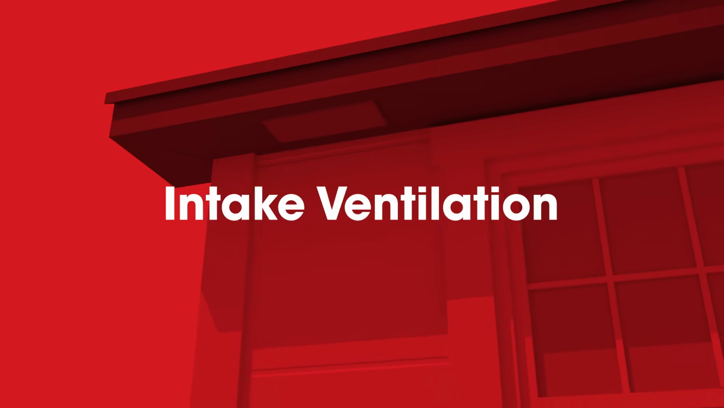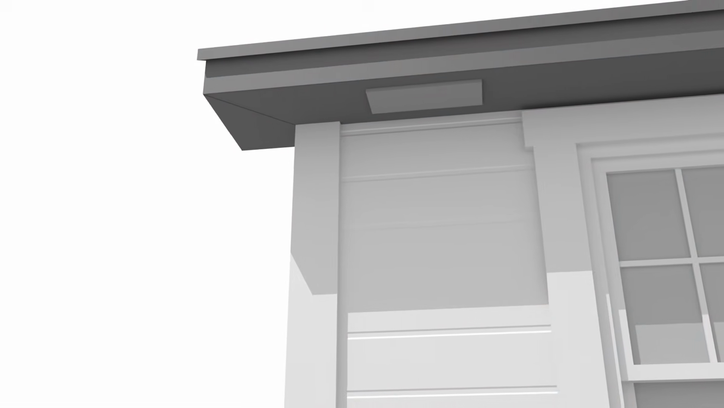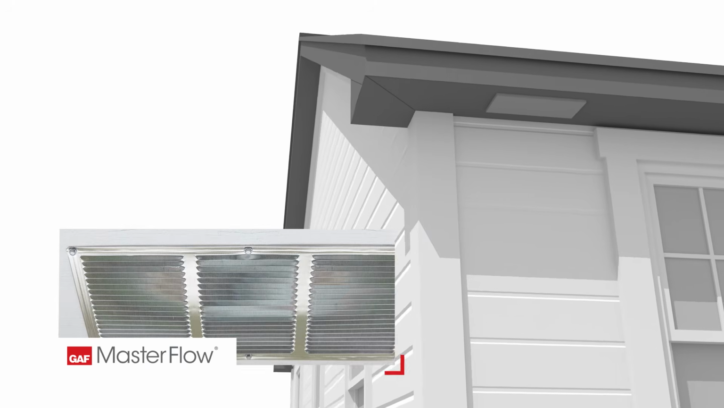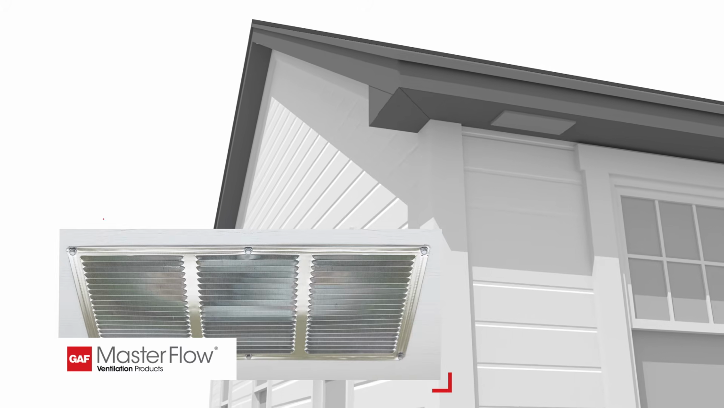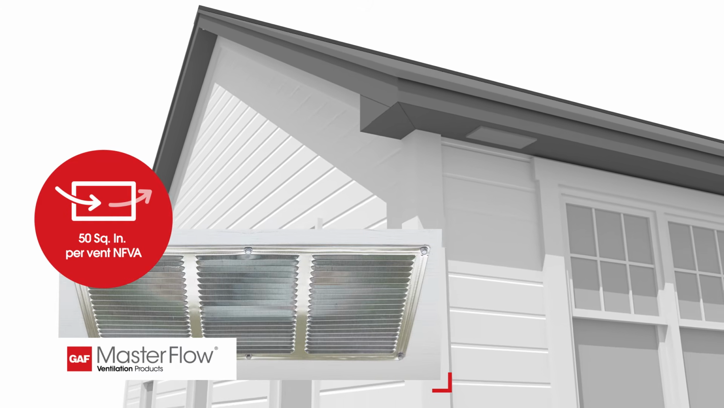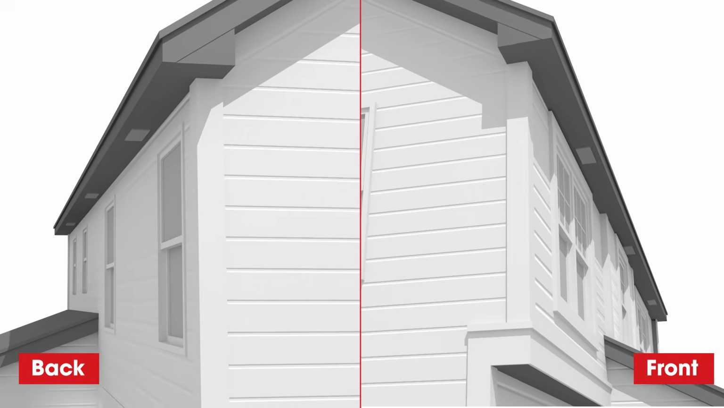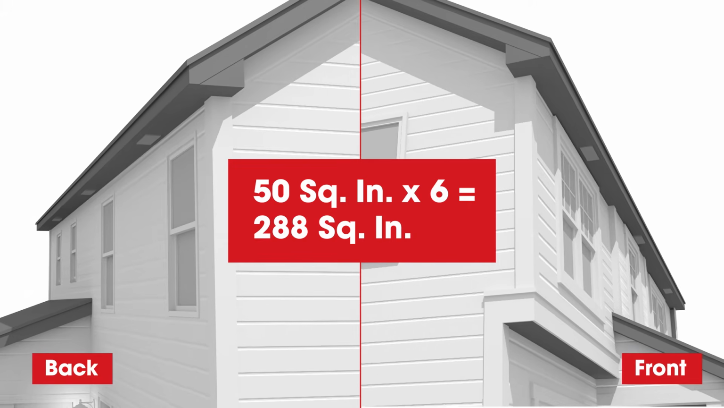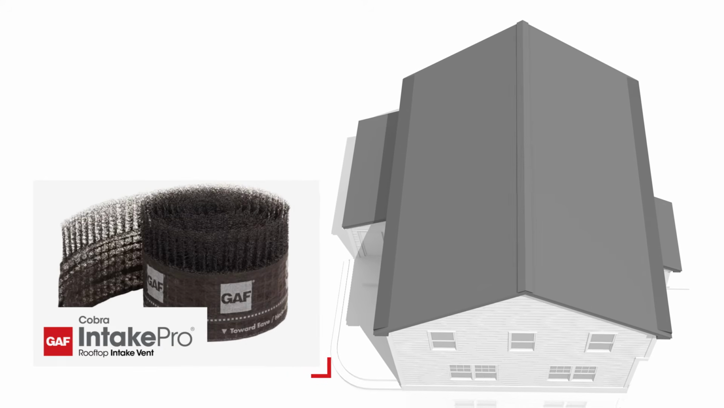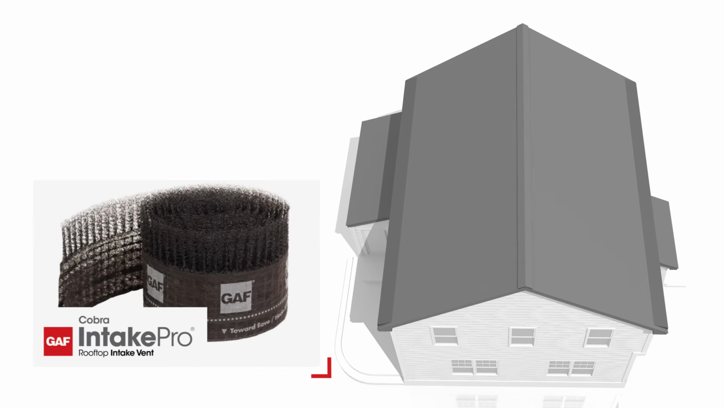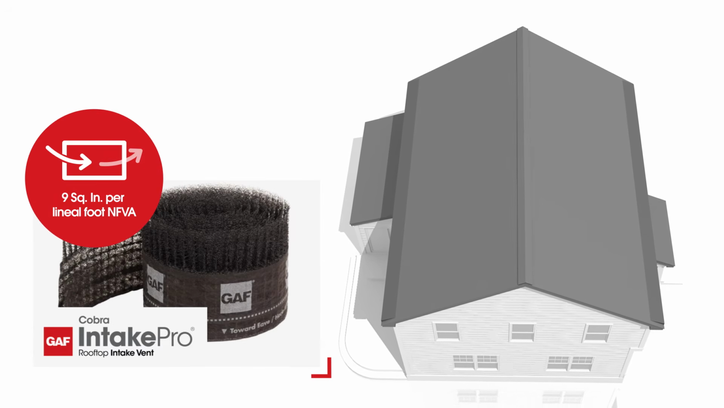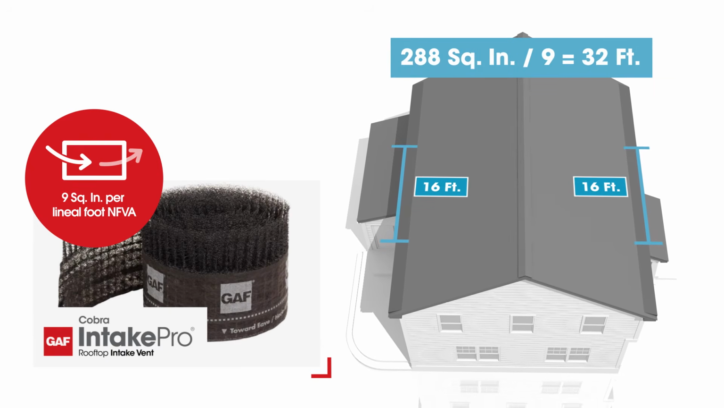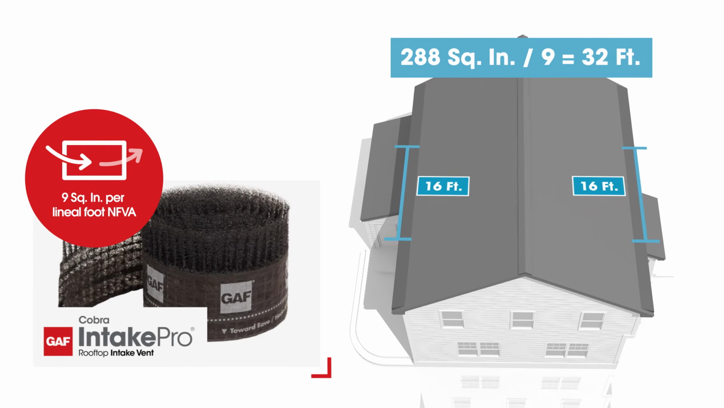Intake ventilation. In our example, we know we need at least 288 square inches of intake ventilation. If we use MasterFlow 16 inches by 8 inches aluminum under-eave intake vents, they have an NFVA rating of 50 square inches per vent. This means we will need 6 of them to reach the required minimum 288 square inches of intake ventilation. Alternatively, if we use Cobra Intake Pro rooftop intake vent, it has an NFVA of 9 square inches per lineal foot of vent. So if we choose this option, we would need 32 lineal feet to meet the minimum NFVA intake ventilation requirement for this attic.